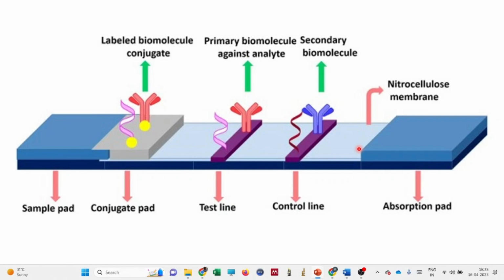The last zone which the sample flows through is the control zone. There, any free unbound antibodies are bound by a third antibody with a dye molecule. So when binding occurs, the second line appears, thus confirming the positive result and that the test wasn't faulty.